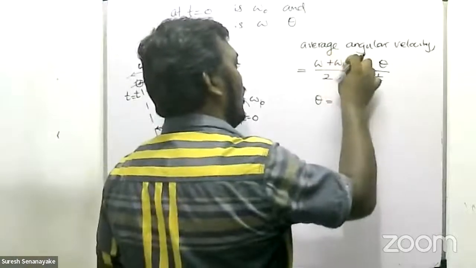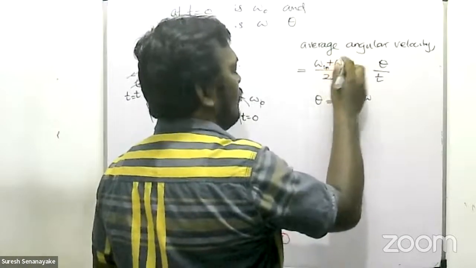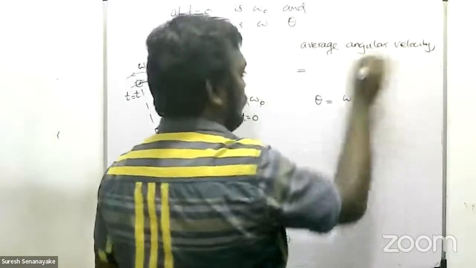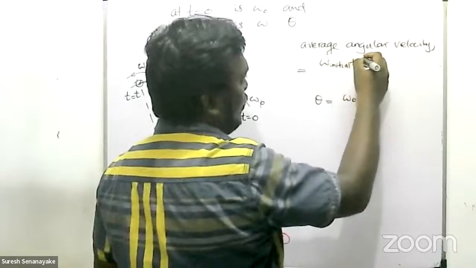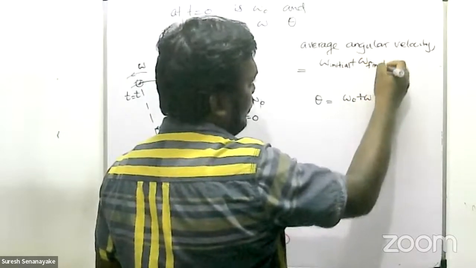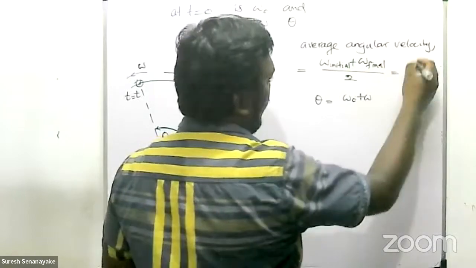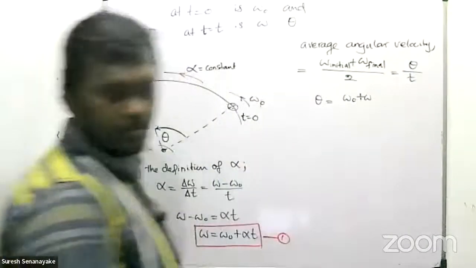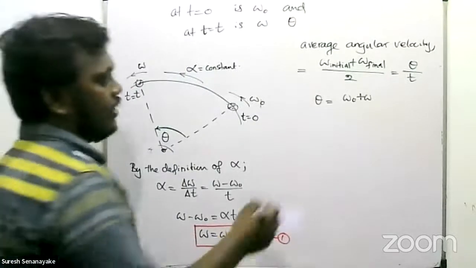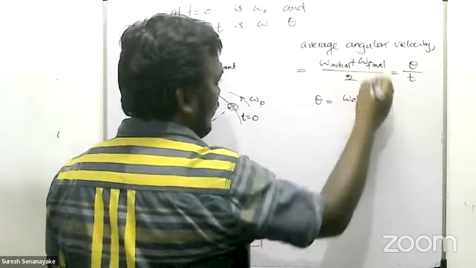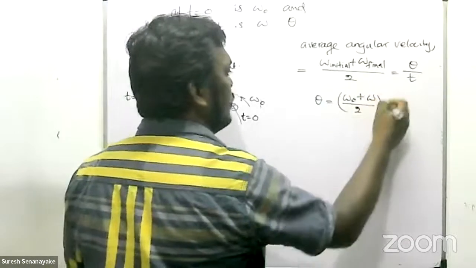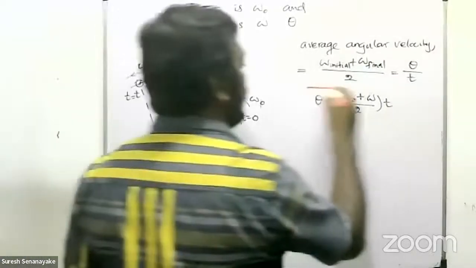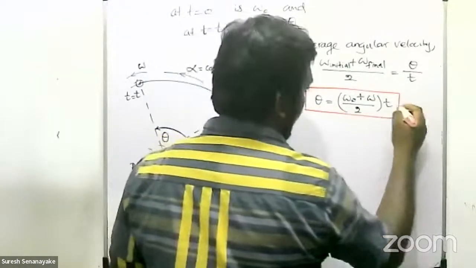I got this initial omega and final omega. So the initial angular velocity and final angular velocity divided by 2 equals the angular displacement divided by the time. Initial angular velocity is omega naught, final one is omega after time t, divided by 2, multiplied by t. It's the second equation, similar to s equals (u plus v) over 2 into t.